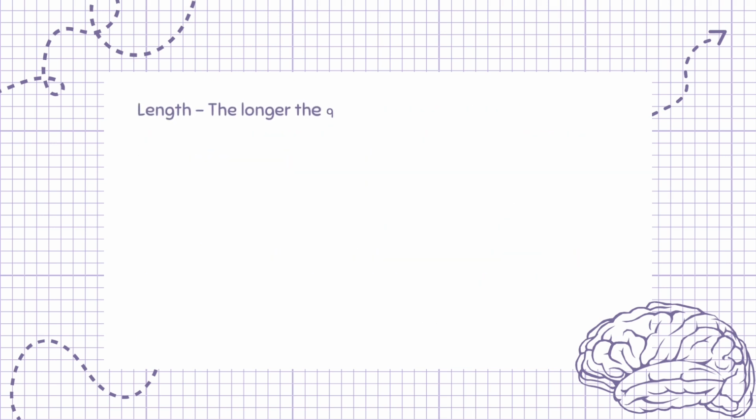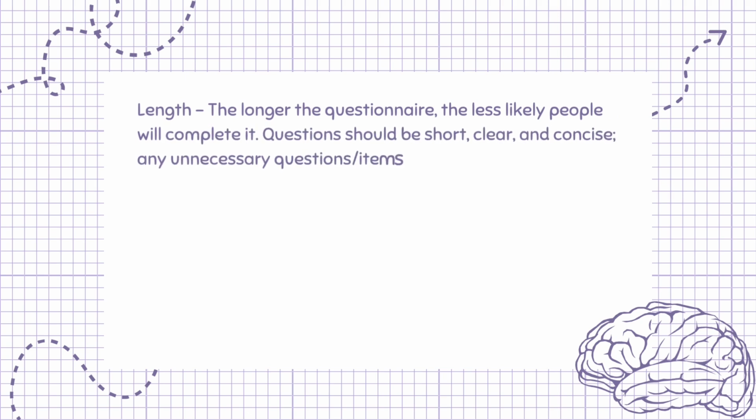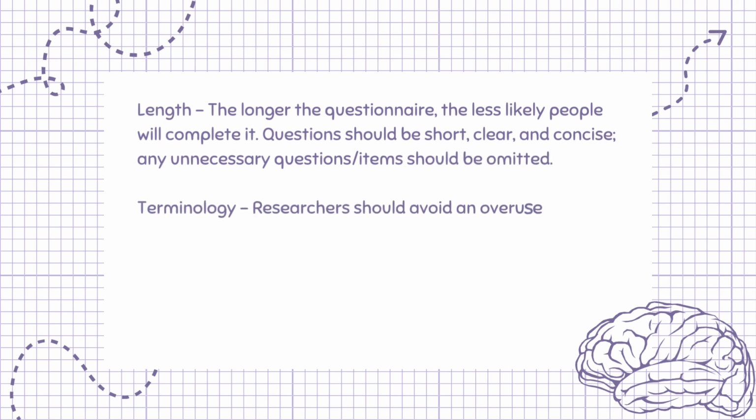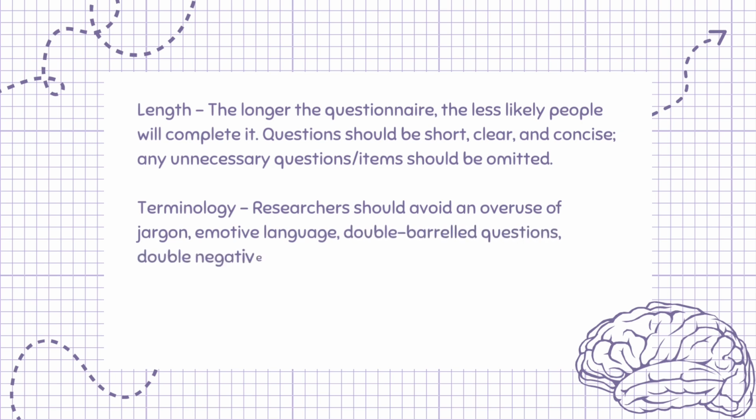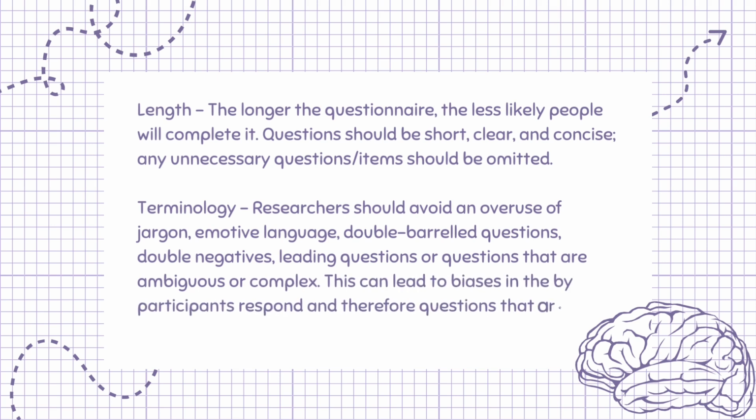Length: the longer the questionnaire, the less likely people will complete it. Questions should be short, clear, and concise. Any unnecessary question items should be omitted. Terminology: researchers should avoid an overuse of jargon, emotive language, double-barreled questions, double negatives, leading questions, or questions that are ambiguous or complex. This can lead to biases in the way participants respond, and therefore problematic questions should be removed.